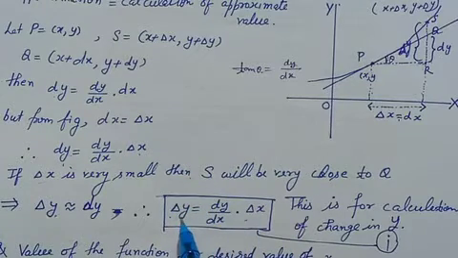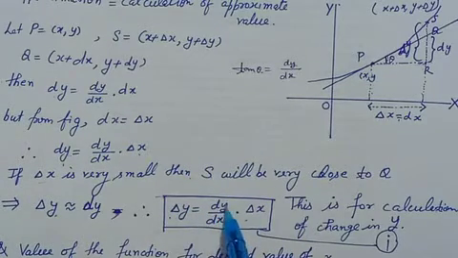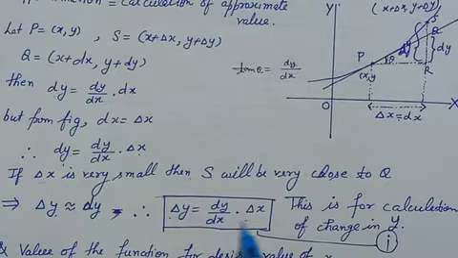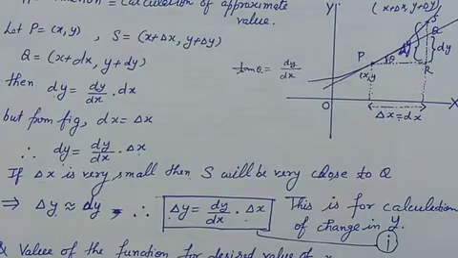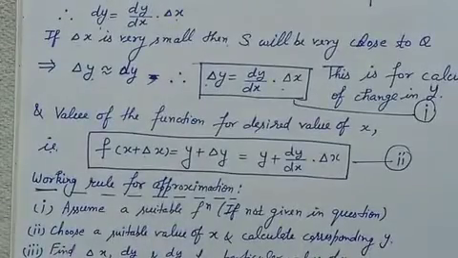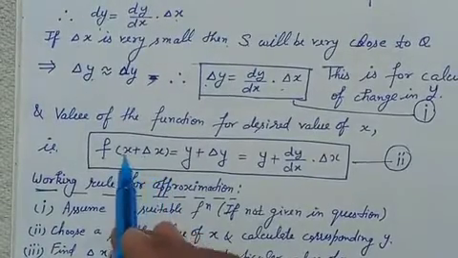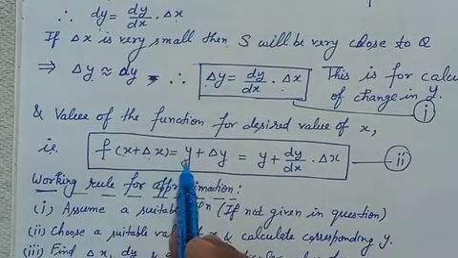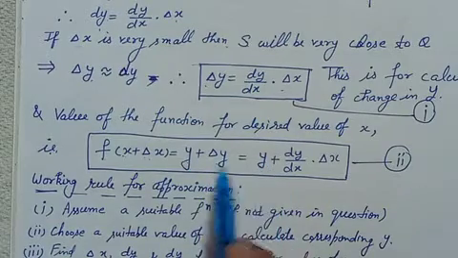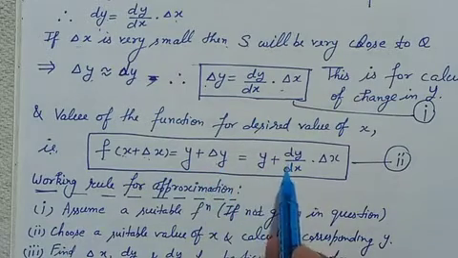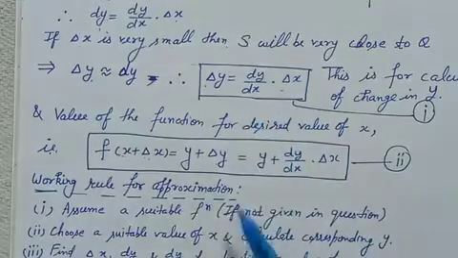Delta y, change in functional value, equal to dy by dx, rate of change of y with respect to x, into delta x, actual change in x. And we can write it as f(x plus delta x) equal y plus delta y. Y as it is, and delta y means dy by dx into delta x, this value.